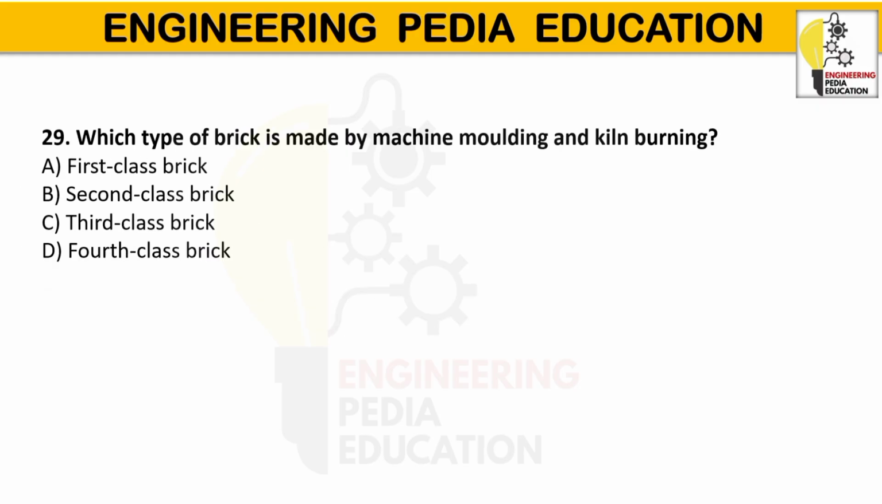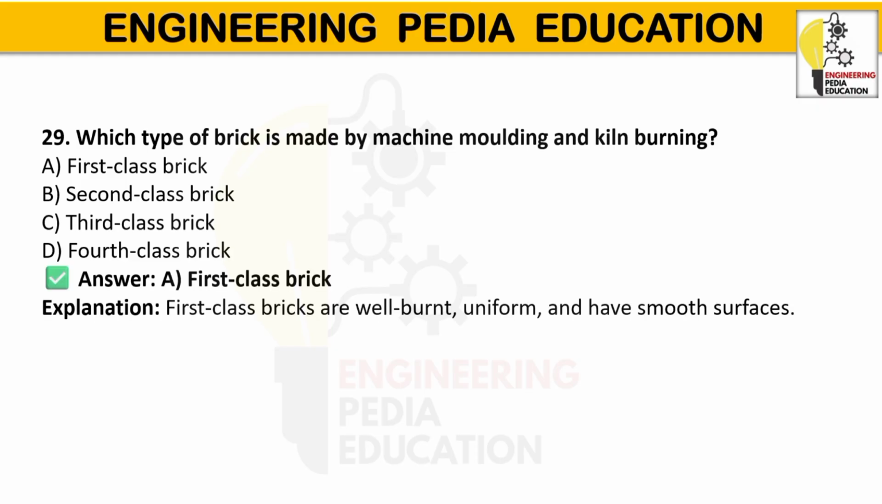Which type of brick is made by machine molding and clink burning? First class, second class, third class, fourth class. So the correct option is first class. First class bricks are well burnt, with uniform and smooth structure. It has a strength of 10.5 MPa.